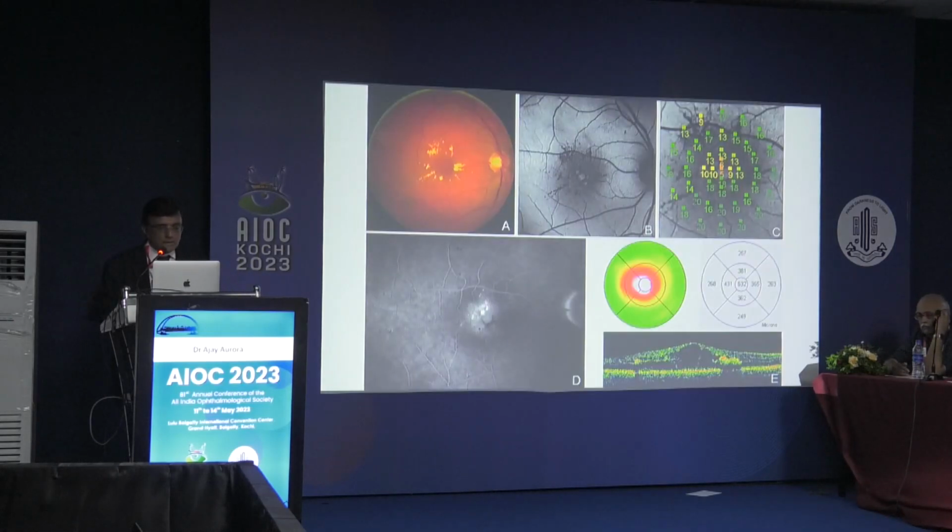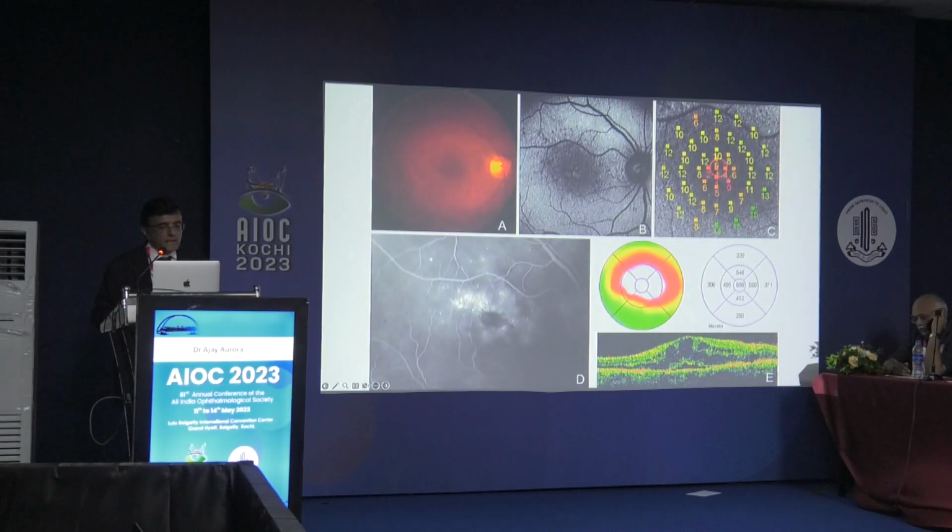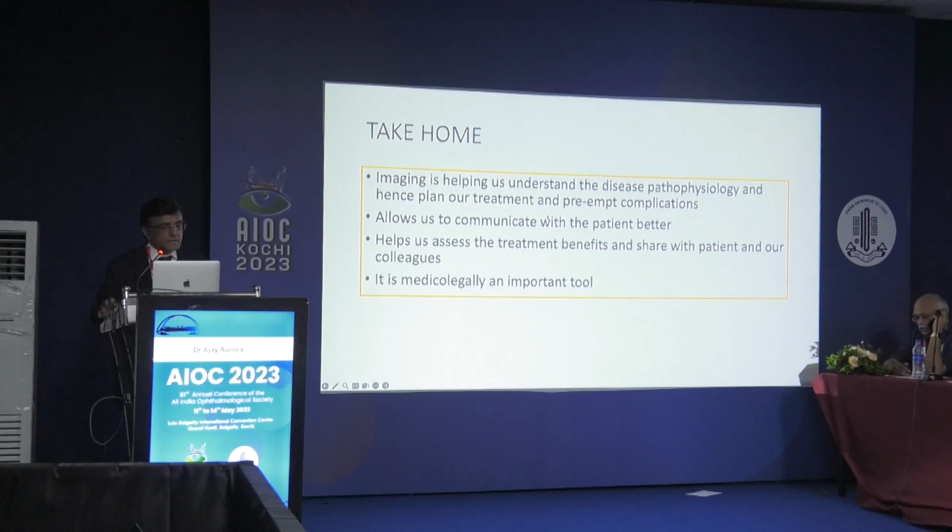When we combine all these things, we get multimodal imaging, which is fundus autofluorescence, microperimetry, fundus fluorescence angiography, and OCT, and that actually helps us in treating these patients better. So the take home is imaging is helping us understand the disease pathophysiology and hence plan our treatment and preempt the complications. It allows us to communicate with the patient better.